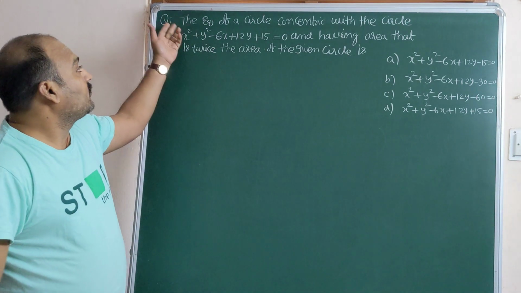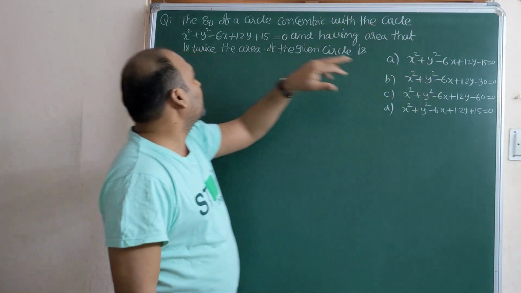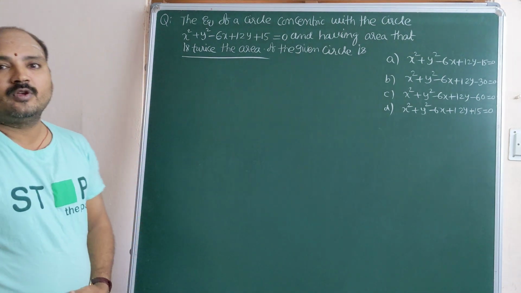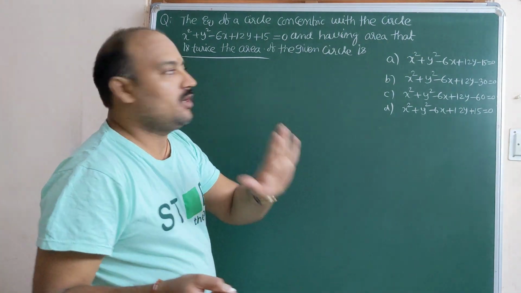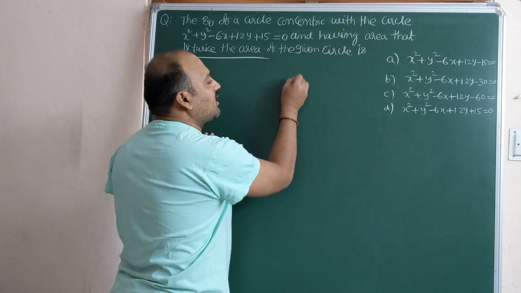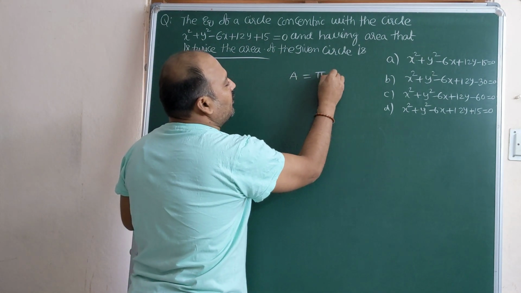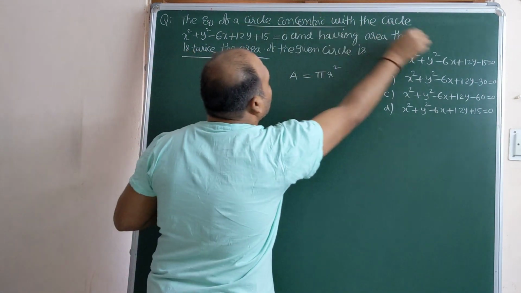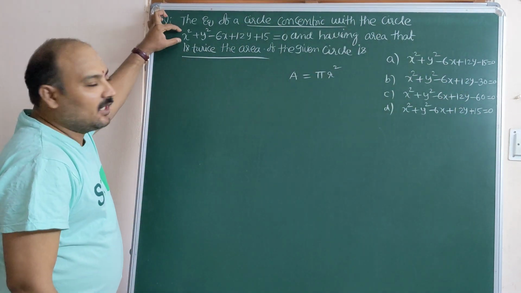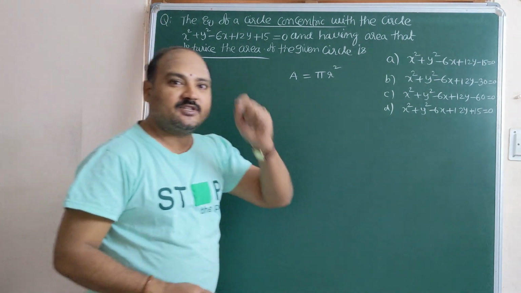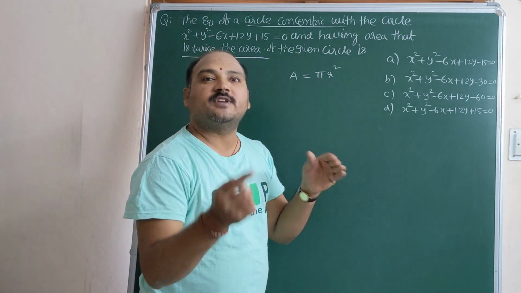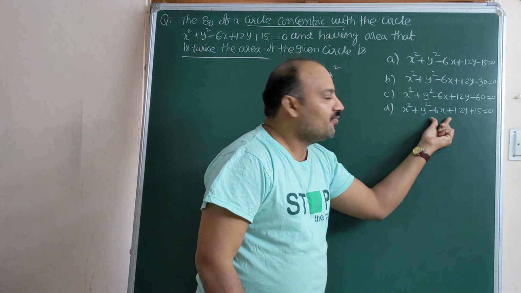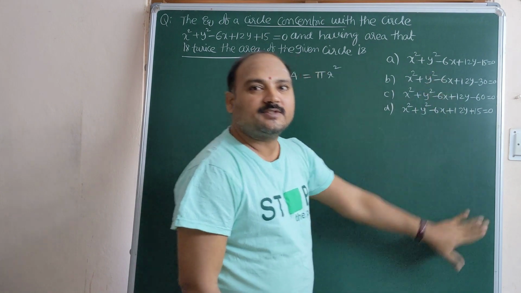The next question: the equation of circle concentric with the circle and having the area that is twice the area. So area of circle is pi r square, that we know. So we need to calculate the radius. Here one more condition is given: concentric with this circle. What is the meaning of concentric circle? The circles are said to be concentric if the center is same and they differ in the radii. By observing all the options, all are having same center.